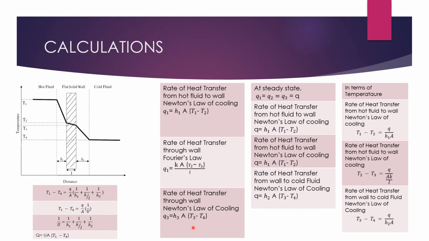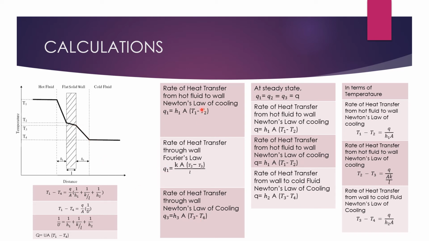Now our third subsystem, the heat transfer between the flat solid wall and the cold fluid, takes place by convection. So we can calculate it by using Newton's law of cooling, and it is written as Q3 equals H3A delta T, where Q3 is the rate of heat transfer between the solid wall and the cold fluid, H3 is the individual heat transfer coefficient for this subsystem, A is the area of heat transfer, and T3 minus T4 is the temperature gradient.